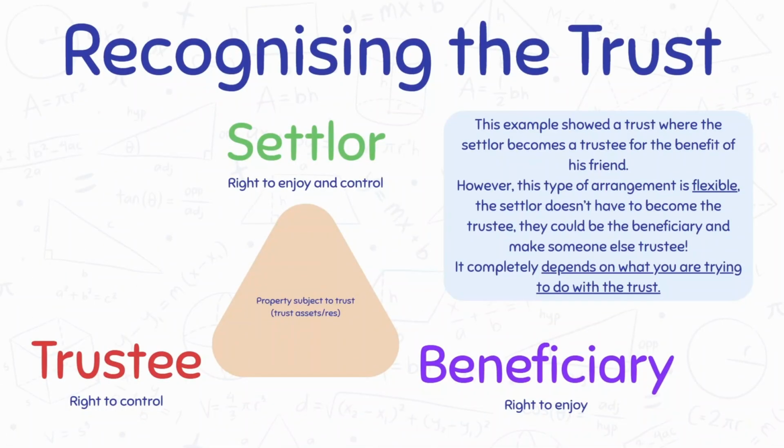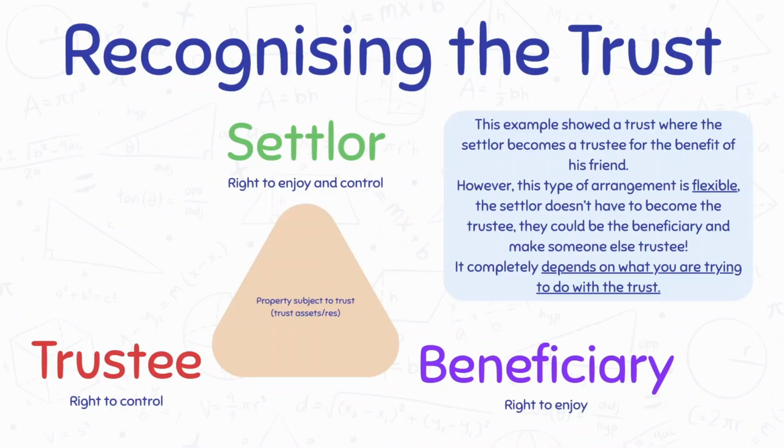So this example we've just explored shows you a trust where the settler becomes the trustee for the benefit of his friend. However, this is not the only way that a trust can be structured. This arrangement is flexible and it can be shaped into whatever the settler really wants, obviously within reason and the bounds of the law. The settler doesn't have to become the trustee. They could be the beneficiary instead, and someone else is the trustee.